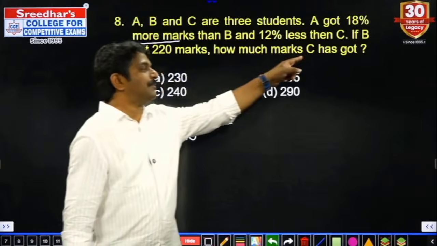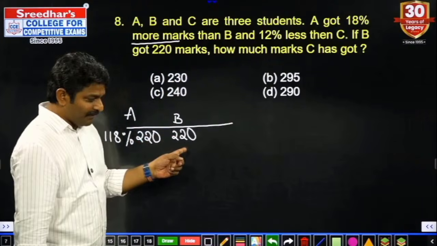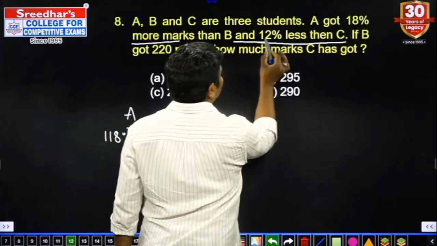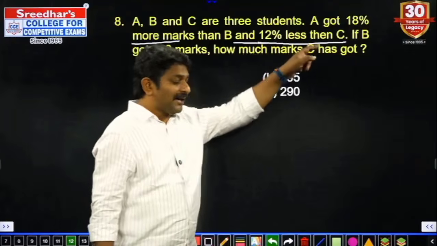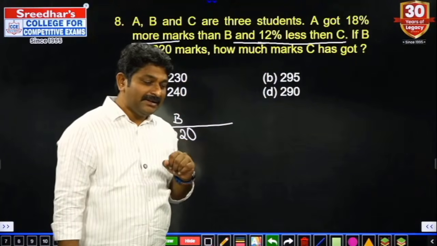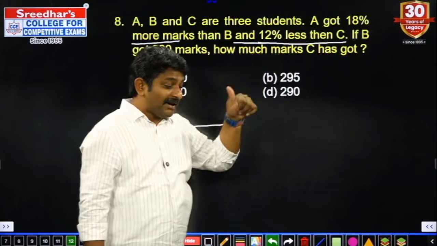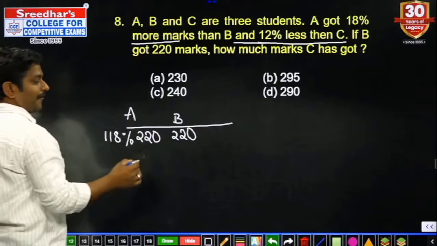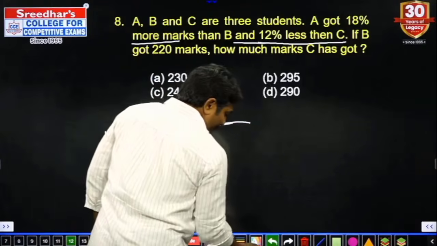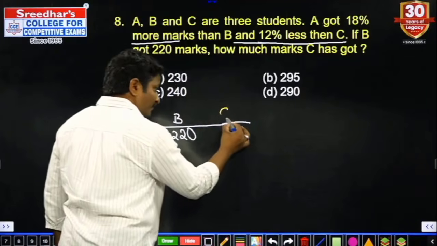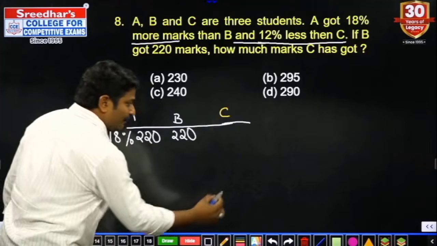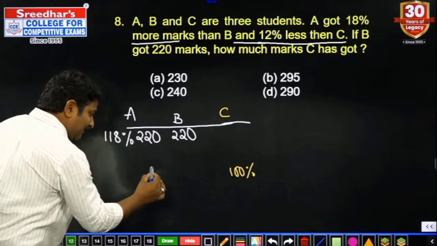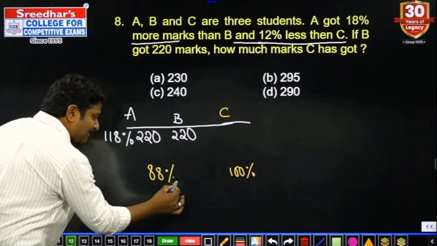Now, the question is about C. We know A, we also know B, but the final question is about C. And A is 12% less than C. Who got 12% less than C? A. A got 12% less than C. Suppose C is equal to 100%, A gets 12% less, that is equal to 88%.